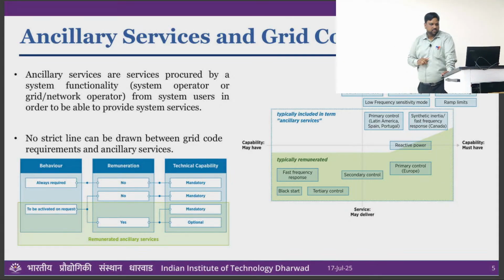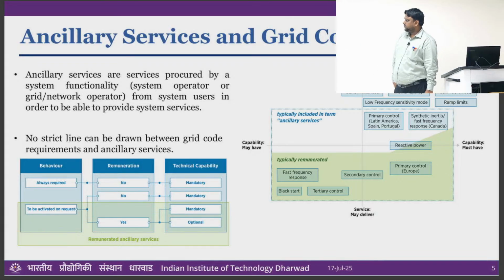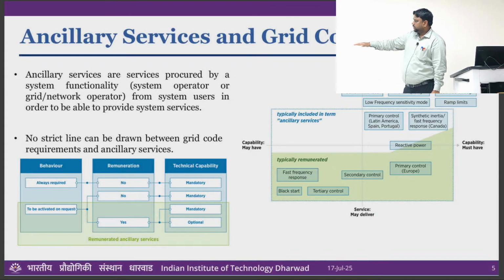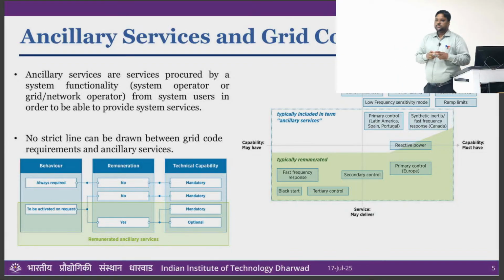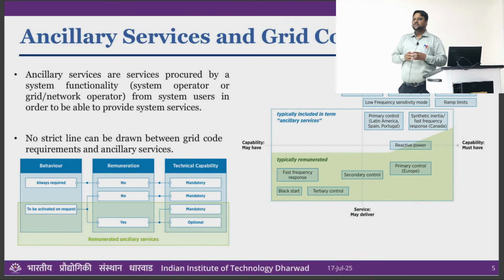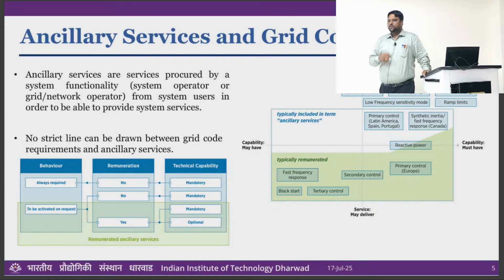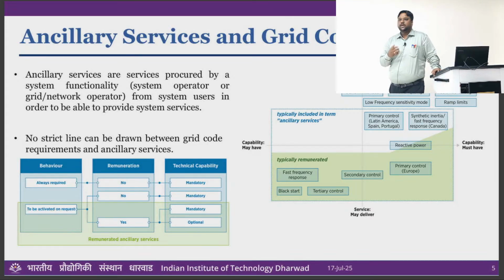And similarly this curve, if you see the lower one and upper one, mostly there are ancillary services which are mandatory and which are optional. When I say some ancillary services are optional, where if you provide them by your renewable power plant, the grid will somehow give you some kind of benefits.